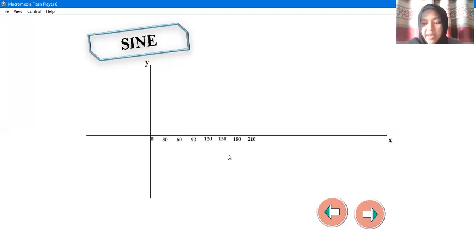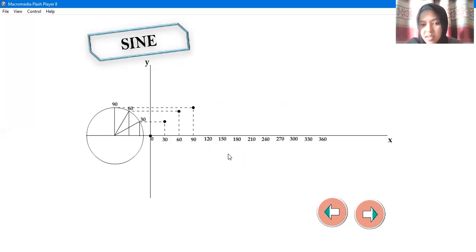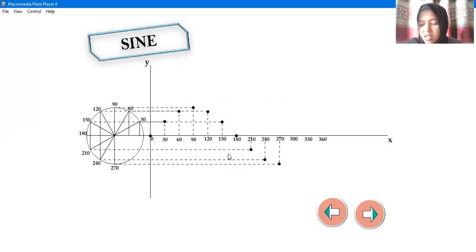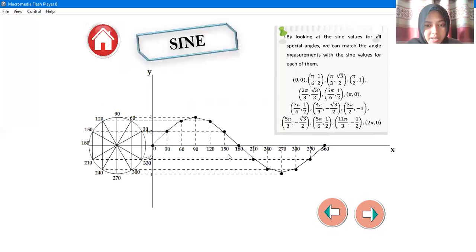The first, draw the axes x and y, and then draw a circle with a radius of 1 unit. And then connect the angle of the circle with the units on axis x. Next, connect all the corresponding dots. And then draw a curved line from the points. Okay, it is a graph of sine. By looking at the sine value for all special angles, we can match the angle measurement with the sine value for each of them.